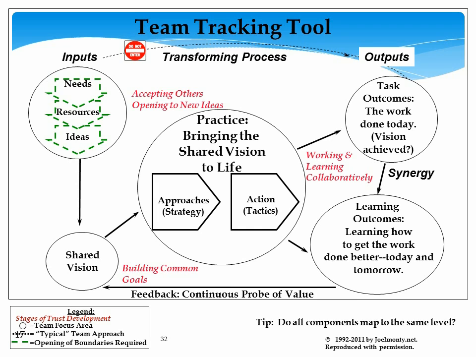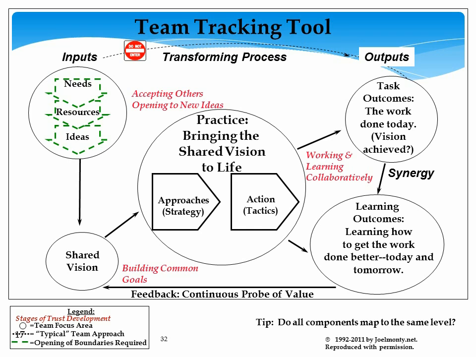In the output, that was the transforming process. In the output side, the task outcomes or the work done today, was the vision achieved. And the learning outcomes and change outcomes, learning how to get the work done better today and tomorrow.